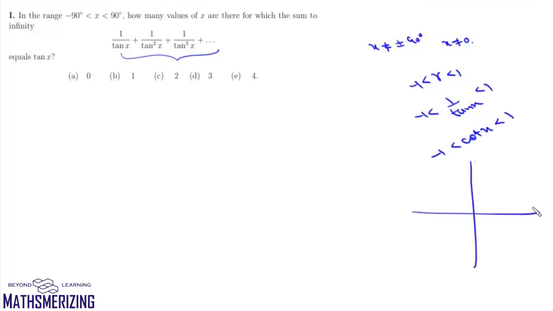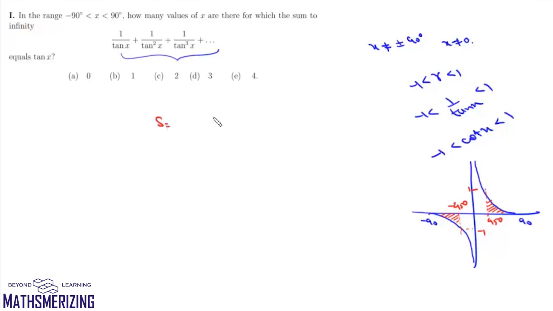Now we look at the graph of cot x between -90 and +90. Now this is -90, this is +90. Now the value of cot x is 1 at 45 and this value is -1 at -45. Now this cot x should lie between -1 and +1. So this angle should either lie between 45 and 90 or it should lie between -90 and -45.